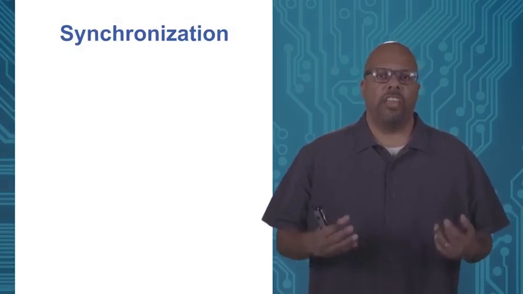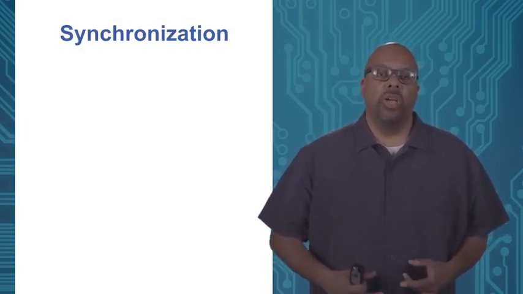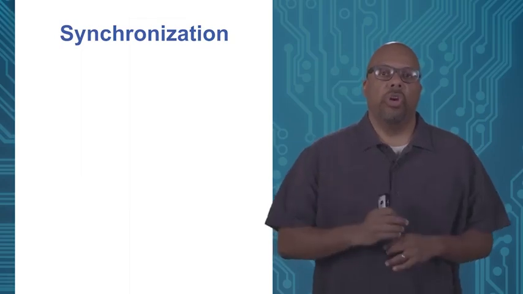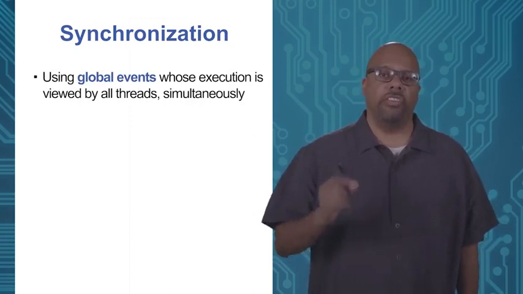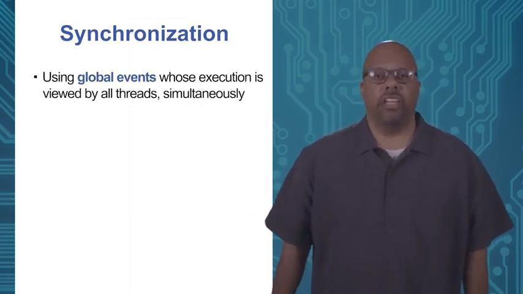So synchronization is when multiple threads agree on the timing of an event. Okay, so you have these global events. Synchronization means you synchronize on these global events whose execution is viewed by all threads at the same time, so they can agree on the timing of this particular event.